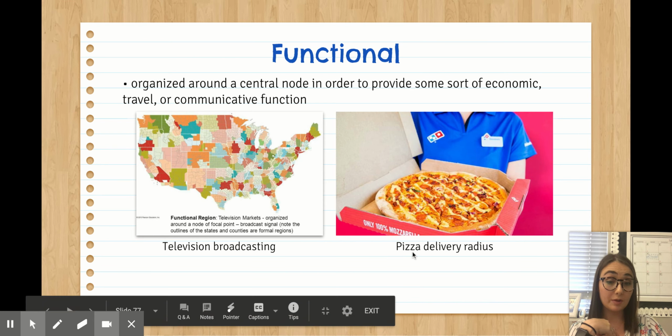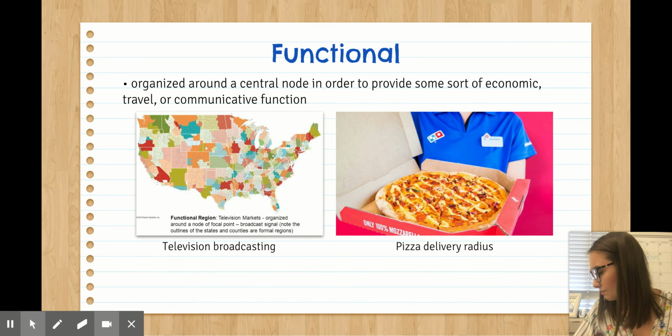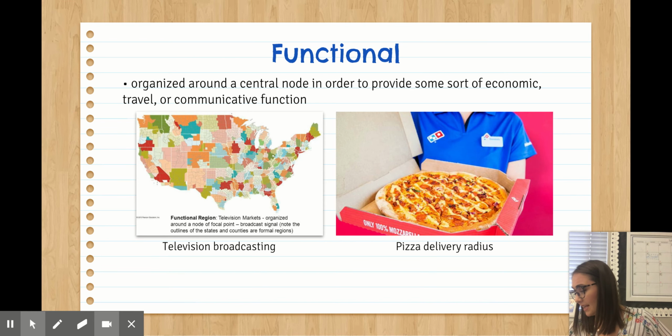Same thing with a pizza delivery radius. There is an area of space, there's a region that different pizza restaurants are willing to deliver your pizza. And if you're not in that region, you can't get your pizza delivered. And so that could also be a functional region. A necessary part of any functional region is the flow of something across the area.